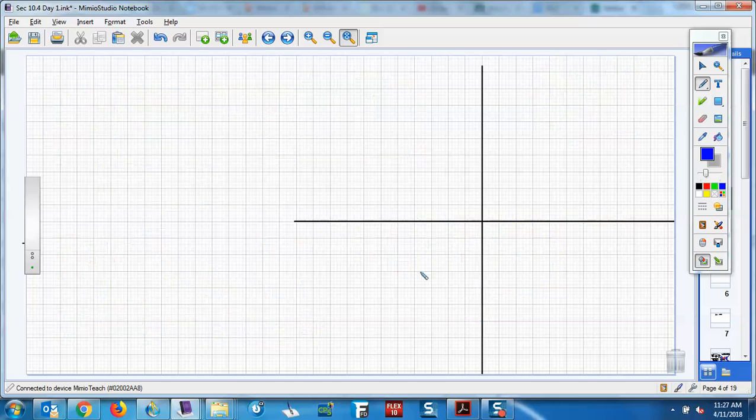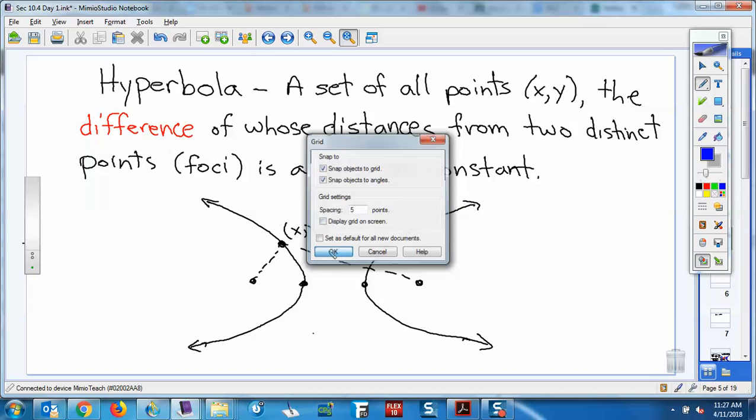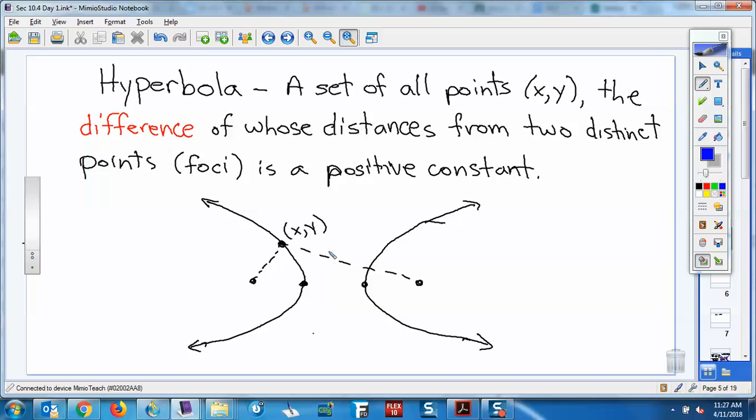Okay, so let's go ahead and do that today. Let's get our notes out and let's go through. We're just going to get started with kind of the basics today, although it's quite a bit of stuff. But you're going to see a lot of similarities between what we do with the hyperbola and what we do with the ellipse.